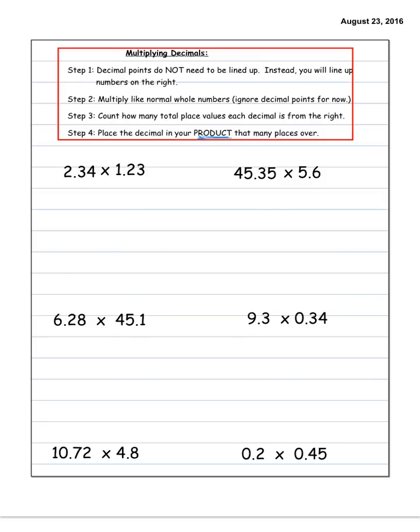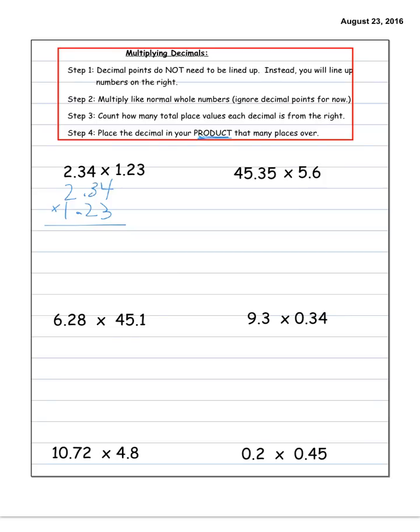Our first problem, we have 2 and 34 hundredths, and we are multiplying it by 1 and 23 hundredths. Again, the decimal point does not need to be lined up. So this time we line up our numbers on the far right. The 4 and the 3 line up because they are in the hundredths, farthest to the right. And then we fill in our numbers from there. In this example, it just happens to work out that our decimal points are lined up, but we will look at some other ones that are not the case.